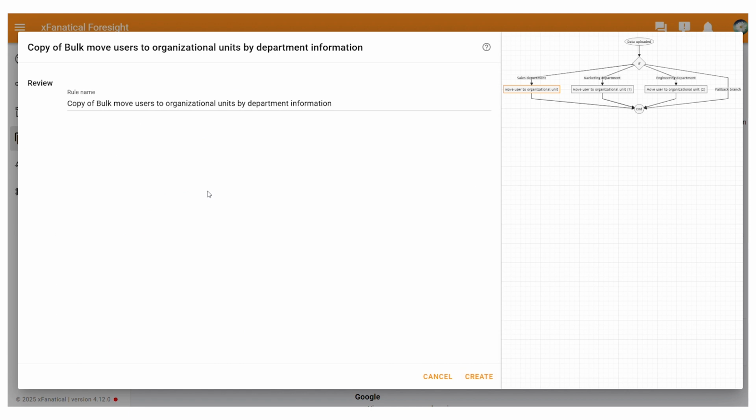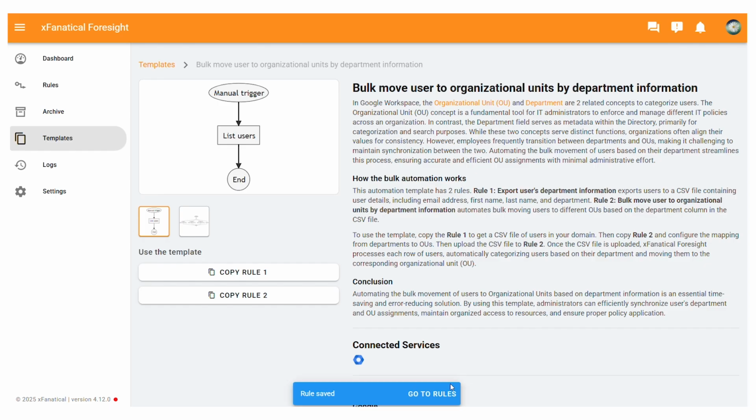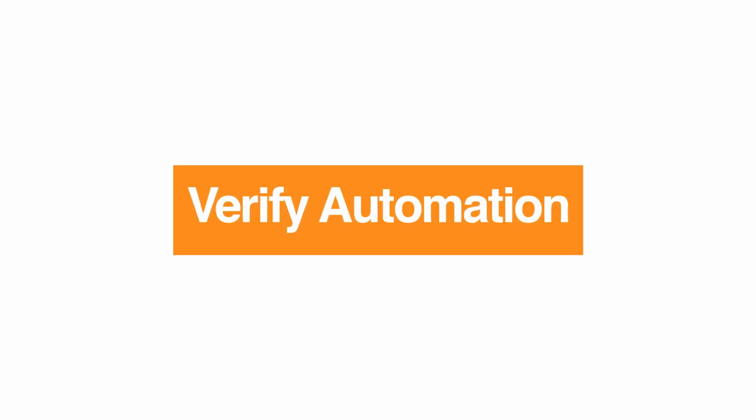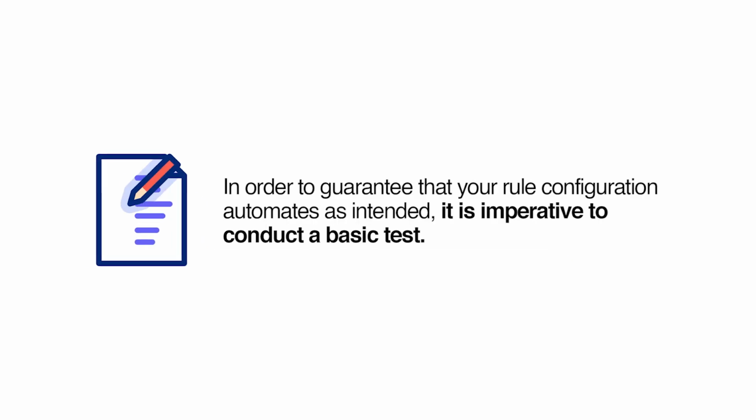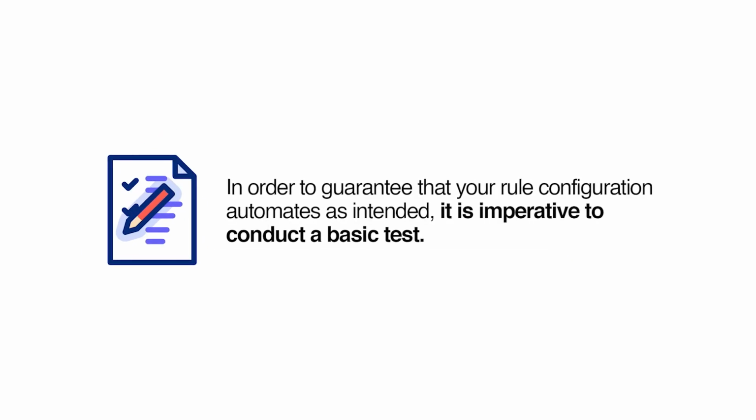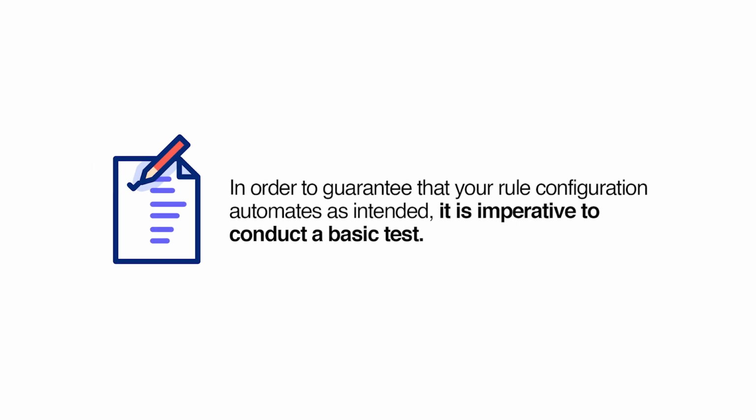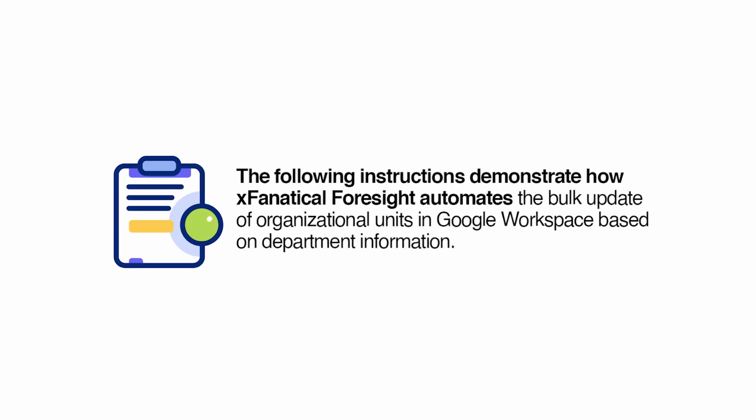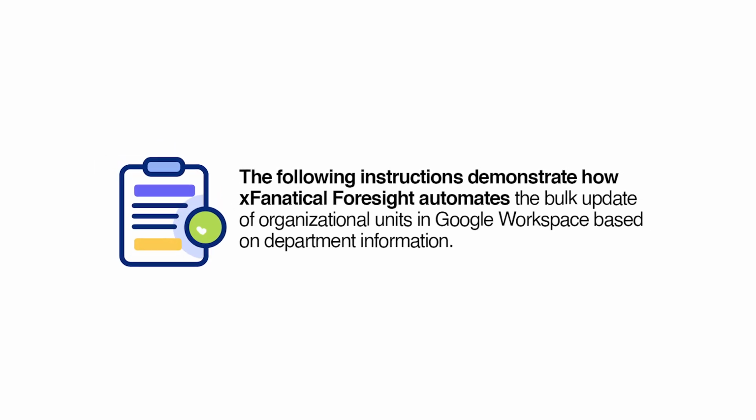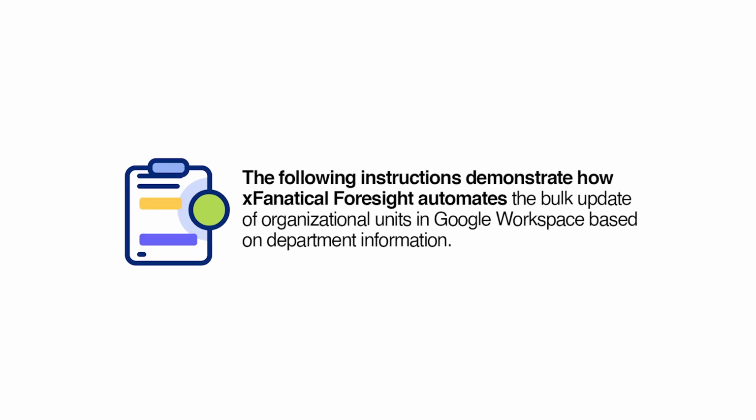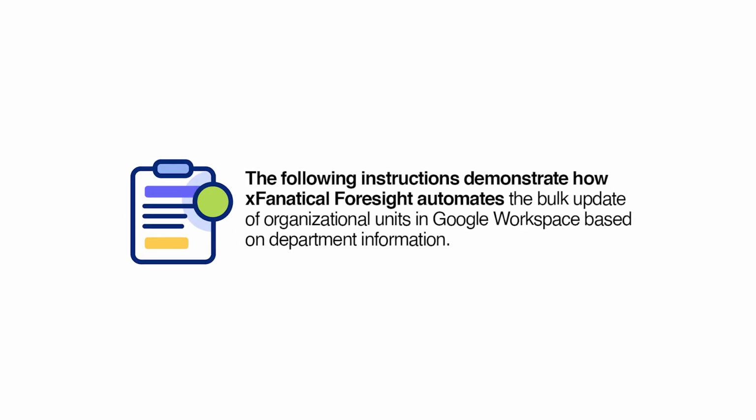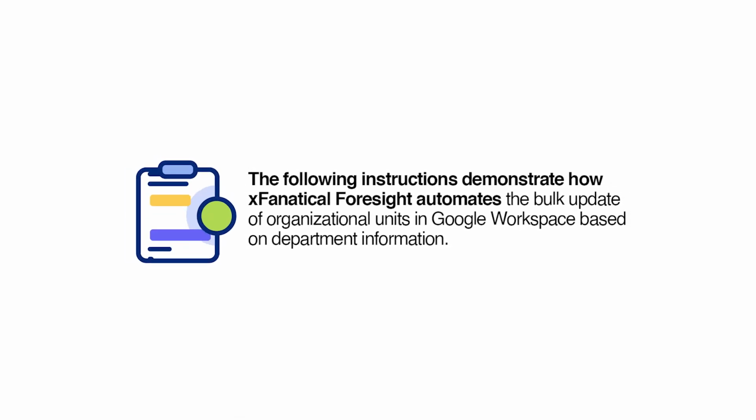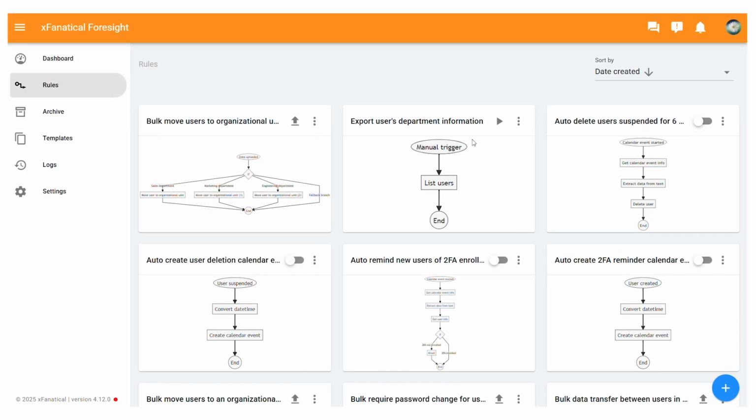Click Review. Customize the automation rule name. Click Create. The rule is created in the Rules page. Verify automation. In order to guarantee that your rule configuration automates as intended, it is imperative to conduct a basic test. The following instructions demonstrate how xFanatical Foresight automates the bulk update of organizational units in Google Workspace based on department information. Go to the Rules page.